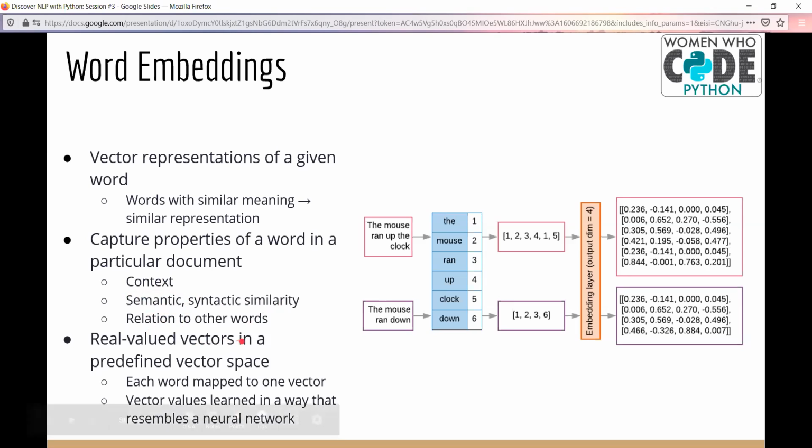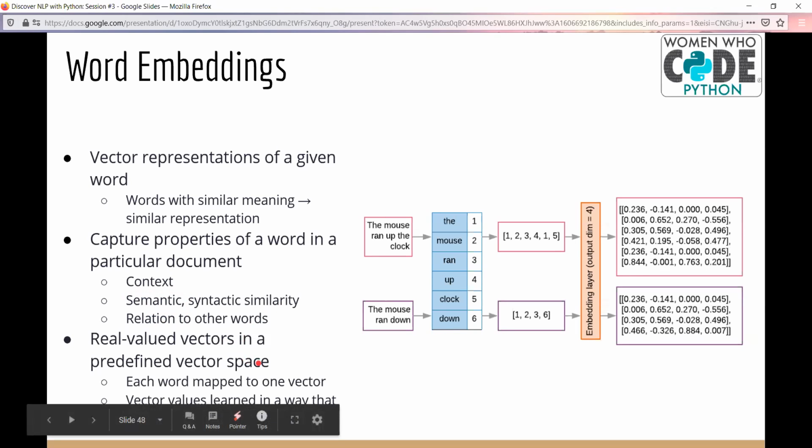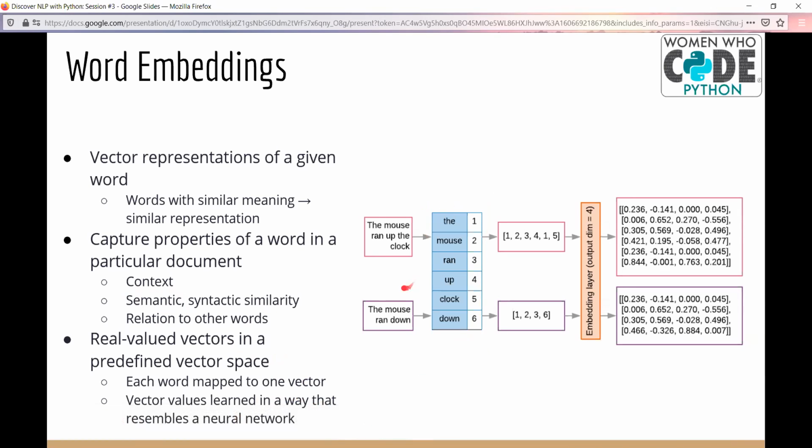The real valued vectors are put in a predefined vector space. Each word is mapped to one vector, and the vector values are learned and represented according to the similarity, and that's how the word embedding would be formed.